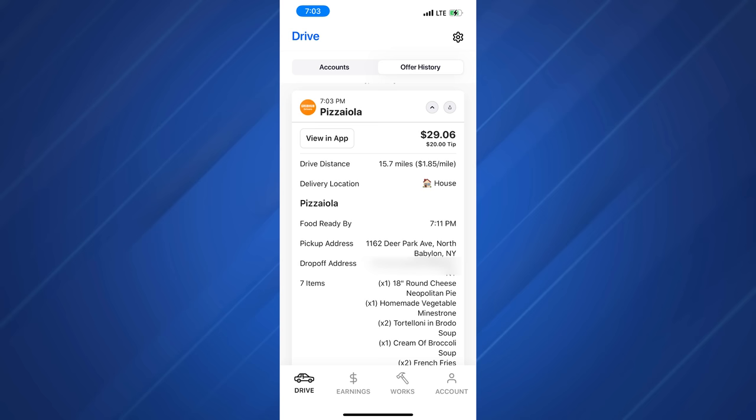Offer history. It was a Pizziola order, and it was $29.06, but it was going 15 miles. Ooh. And our parameters said we didn't want to go any more than 10 miles. Exactly. So this is 15 miles. Where the heck was it going? It was going to Babylon. That's wrong. There's no way this was 15 miles.